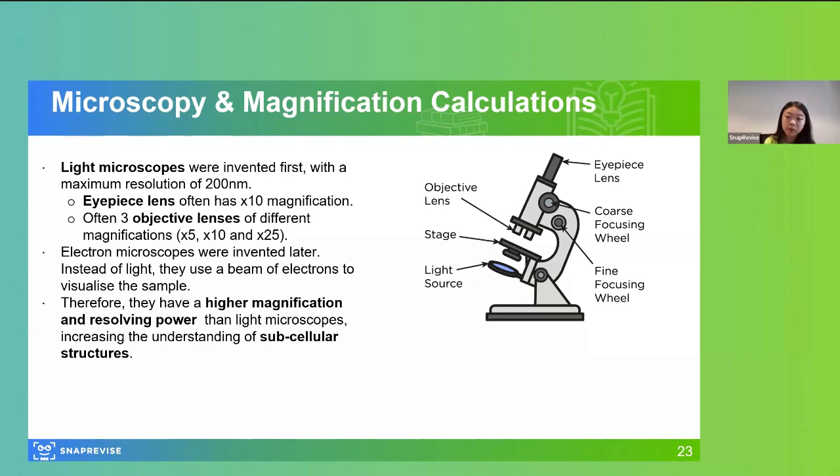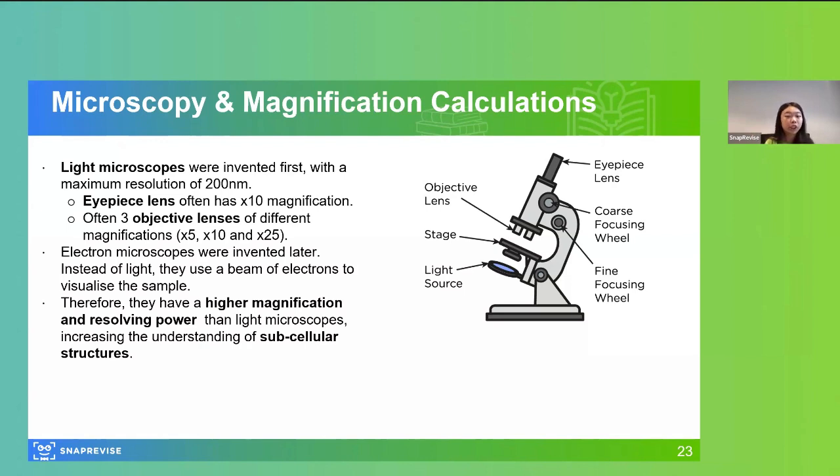The electron microscope was invented a lot later. And instead of using light, as in the light microscope, as in the name, electron microscopes use a beam of electrons instead. And this means using a beam of electrons, it has a much higher magnification and resolving power. So resolving power meaning resolution. This allows us to have an increased understanding of subcellular structures.